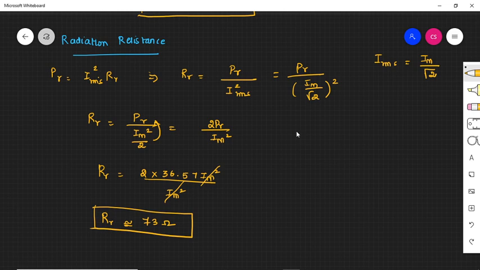So therefore, since your half wave dipole has a radiation resistance of 73 ohms, matching the half wave dipole with the transmission line is much easier, and hence matching is made almost perfectly. We can say that there is maximum radiation and the reflections are minimized. So this is the design of a half wave dipole antenna.